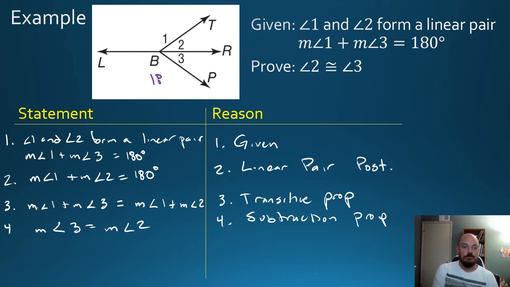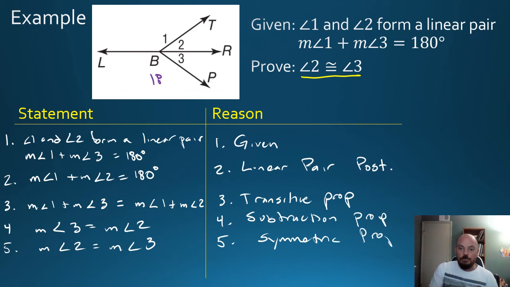All right, we're getting close. One thing I notice here is it's out of order. If you look up here, I want to show that 2 is congruent to 3, and I have 3 is equal to 2. So let's flip it around. Let's say if measure of angle 3 equals measure of angle 2, then measure of angle 2 equals measure of angle 3. We're allowed to flip equations. In fact, we have a name for that. It's called the symmetric property, and that's our reason.